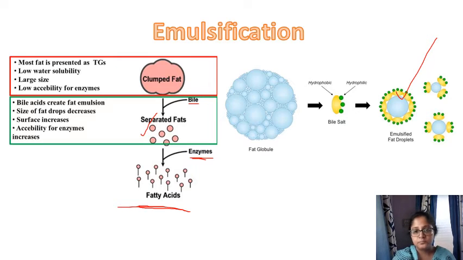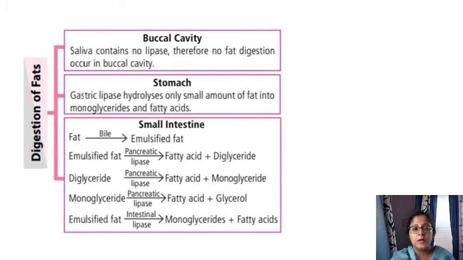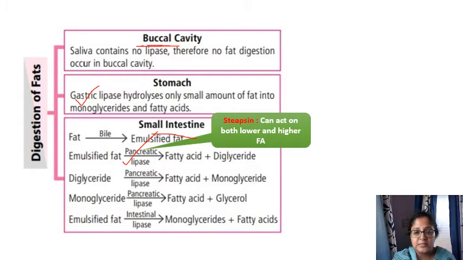So this is basically the form by which emulsification is done, and after that the enzymes act on it for the fat digestion. Next, as I said, there is no lipase in the saliva, so there is no digestion of fat in the buccal cavity. Gastric lipase hydrolyzes some amount into monoglyceride and fatty acid, but the main function is done in the small intestine with the help of pancreatic lipase. It is also known as steapsin. Okay, pancreatic lipase is also known as steapsin. It can act on both lower and higher fatty acids, that means long chain fatty acids and small chain fatty acids.